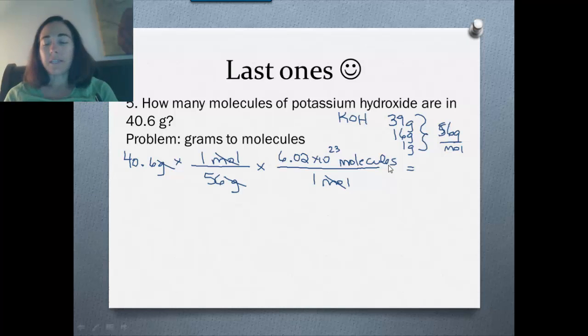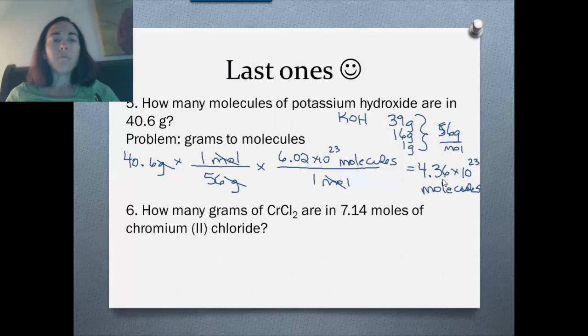So let's do all that math and see what we get. I'm going to enter into the calculator 40.6 times 1 times 6.02 times 10 to the 23rd. I just read everything across the numerator. Then I'm going to divide by 56 on the bottom. And the answer that I get is 4.36. If you take a look at the end of your calculator answer, there is an exponent there, times 10 to the 23rd molecules. And we would expect a large answer here because molecules are very small, so there needs to be a big number of them.